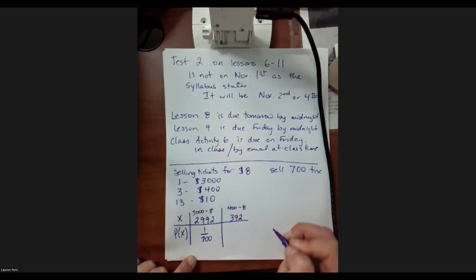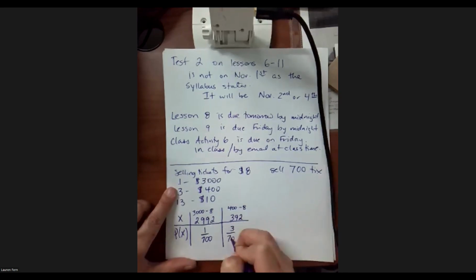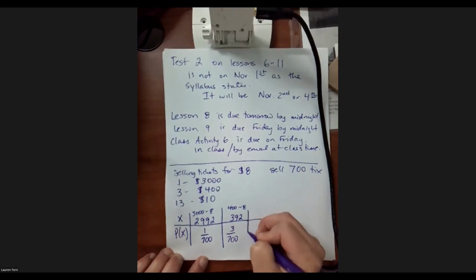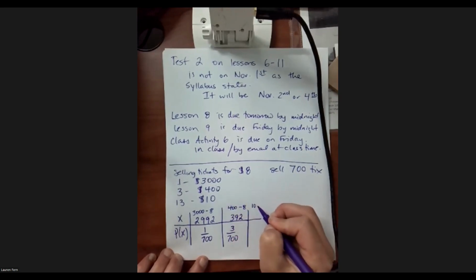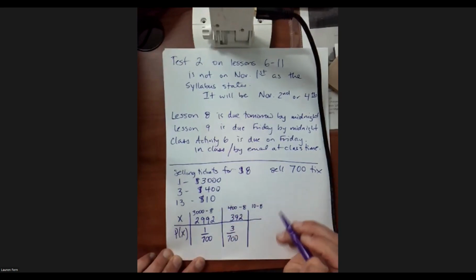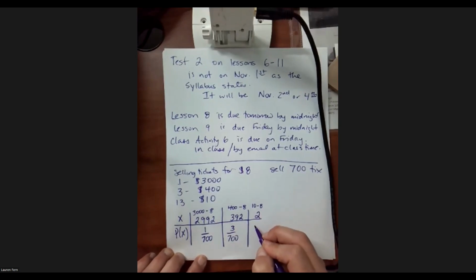How many tickets win that? 3 out of the 700. The next best case scenario is we win $10. But do we actually walk away with $10? No, we only walk away with $2. How many tickets win that? 13 out of the 700.